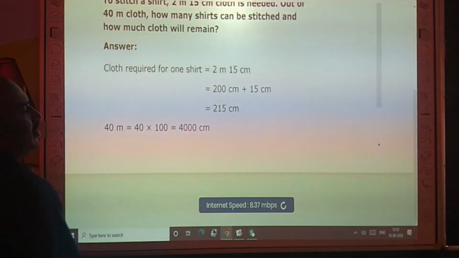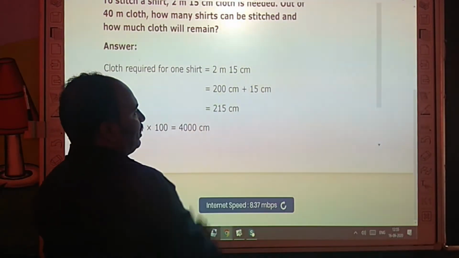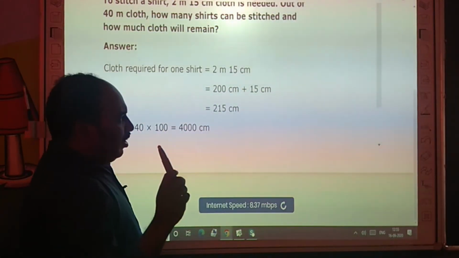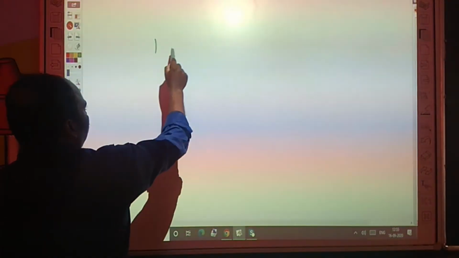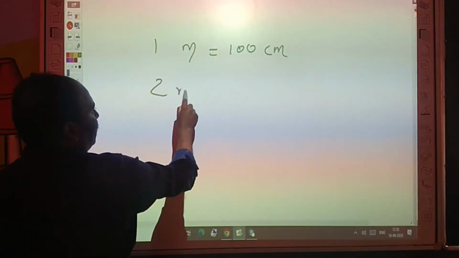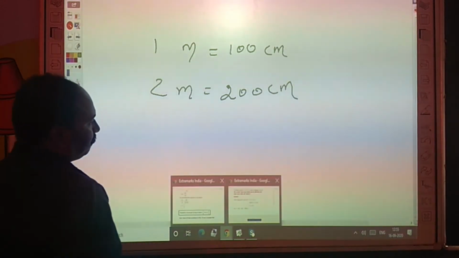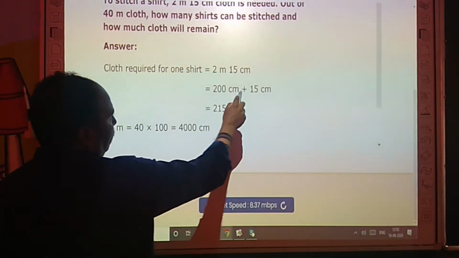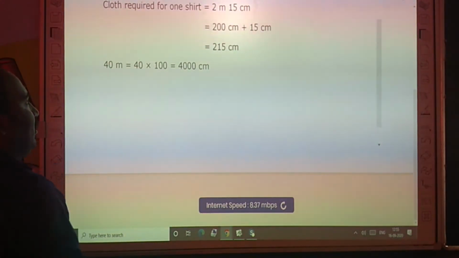Cloth required for one shirt is 2 meter 15 centimeter. Convert meter to centimeter. 1 meter is equal to 100 centimeter. So 2 meter is equal to 200 centimeter, plus 15 centimeter. 200 plus 15 is 215.